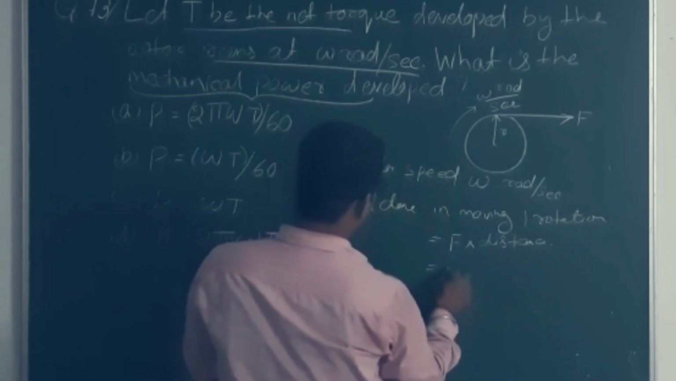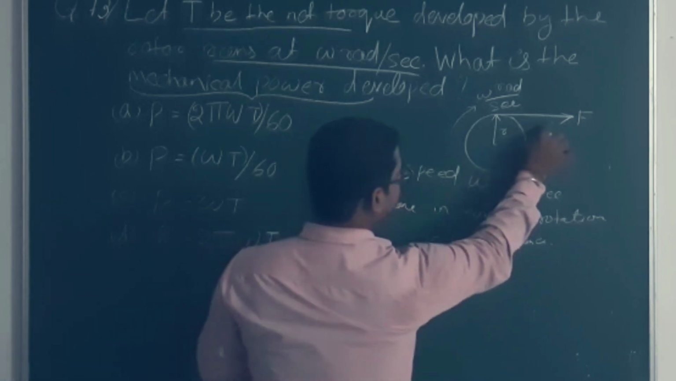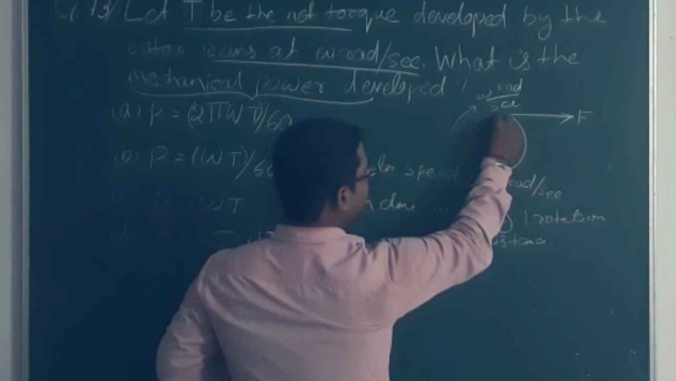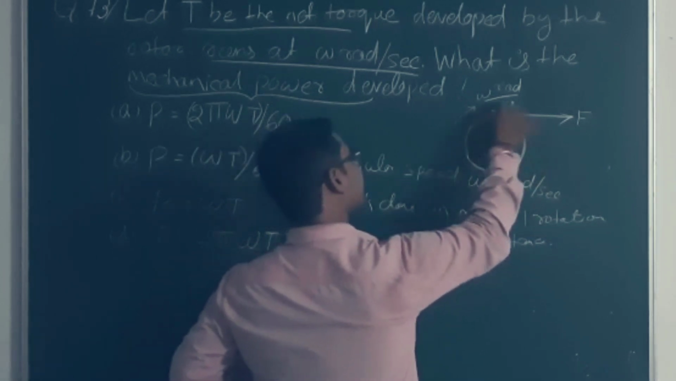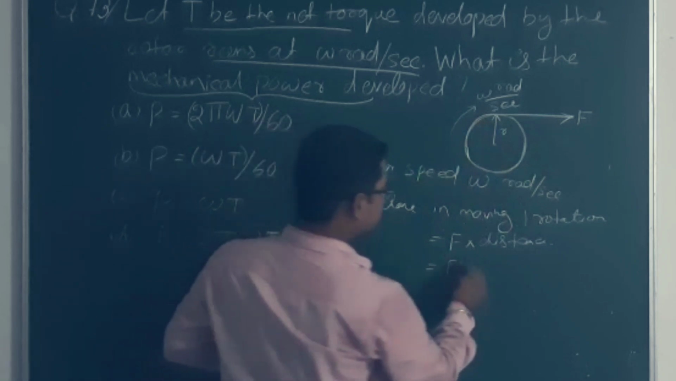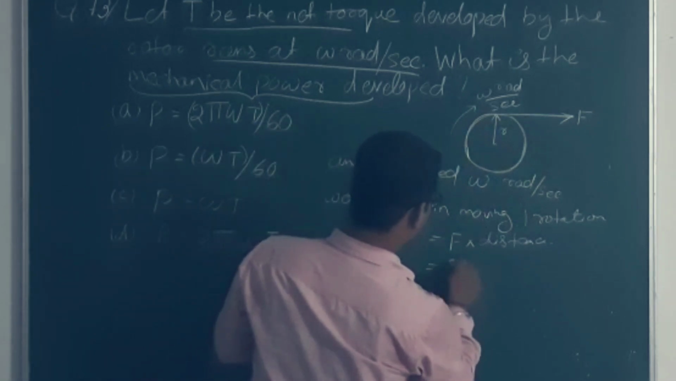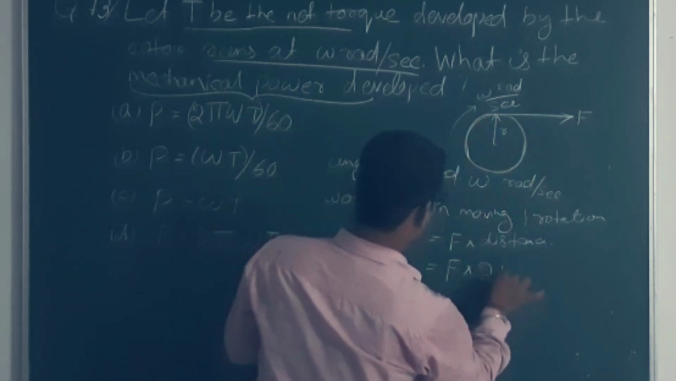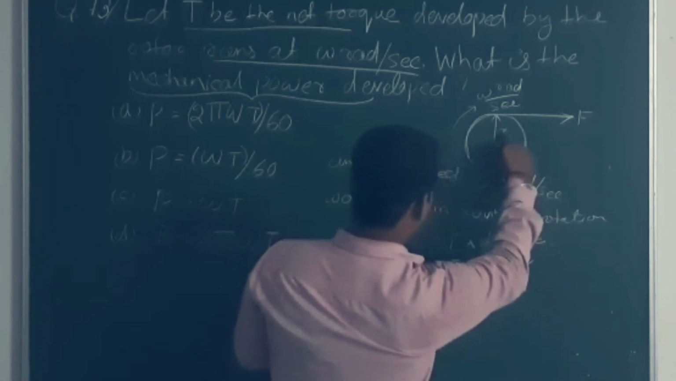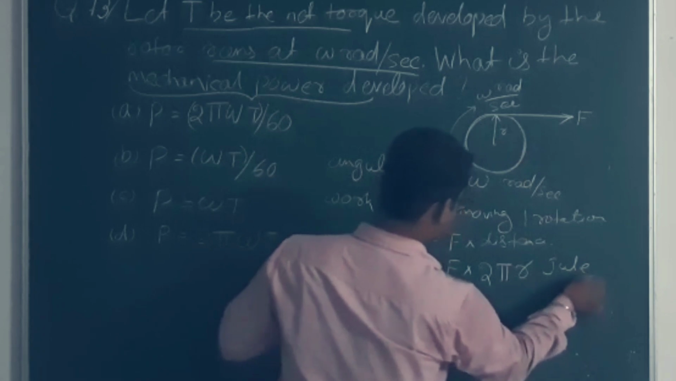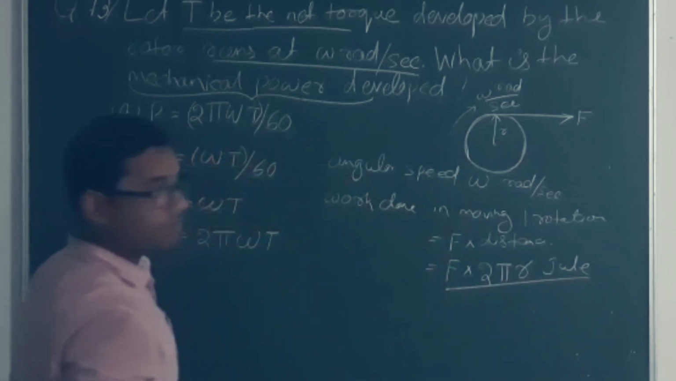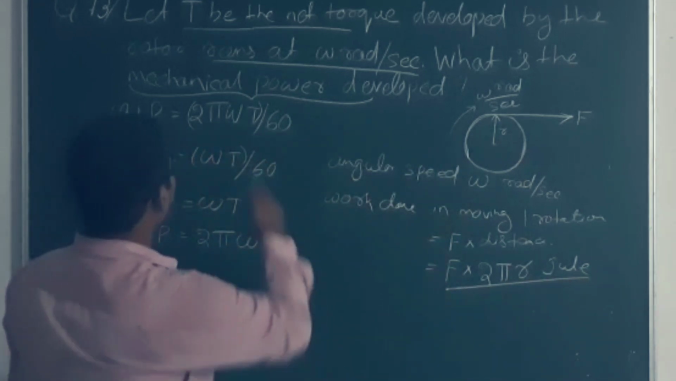So the force will be F, and the distance is the path over which it is rotated. The length of the circle will be the distance. So the distance will be 2 pi R, where R is the radius. The work done will be F into 2 pi R joule. Now find out the mechanical power.